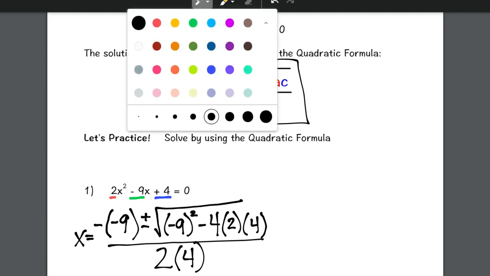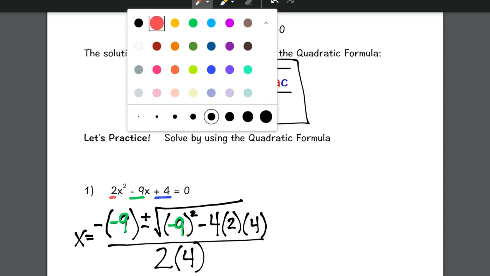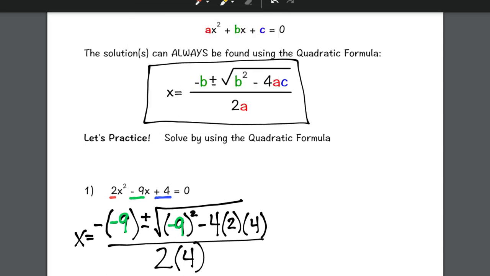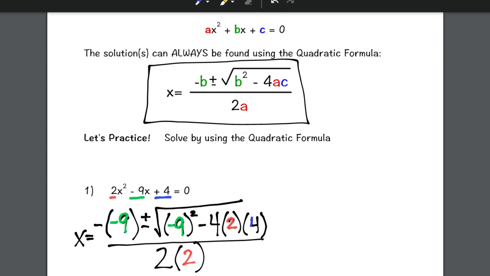All right, let me color code these real quick just so we have a full understanding of where each of these numbers come from. This -9 is right here as my b, and you see that b twice. My a is going to be that 2, so we see the 2 here, and then you also see the 2 down here. I made the mistake of putting the 4 in. That was c. This should, of course, be 2. And then last but not least, we have that c, which shows up just once in my formula.